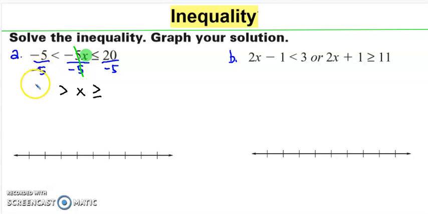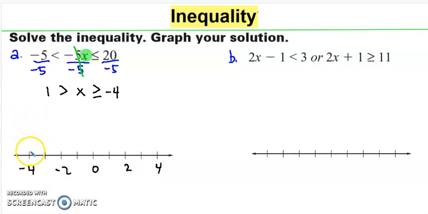And negative 5 divided by negative 5 is a 1. 20 divided by negative 5 is negative 4. So x is greater than or equal to negative 4 and less than 1. So negative 4 on this side, negative 2, 0, positive 2, positive 4.